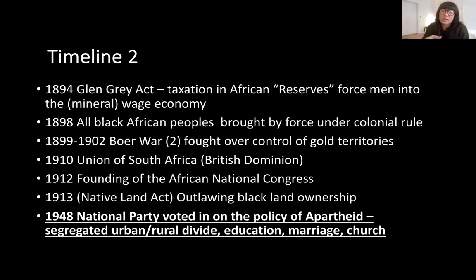So apartheid was a program of geographical segregation, racial segregation, and in that sense, it was a segregation that hinged on an urban-rural divide. But then apartheid also segregated education, the school system, marriage, church, and then right the way down to petty institutions, park benches, entrances to buildings, these sorts of things.